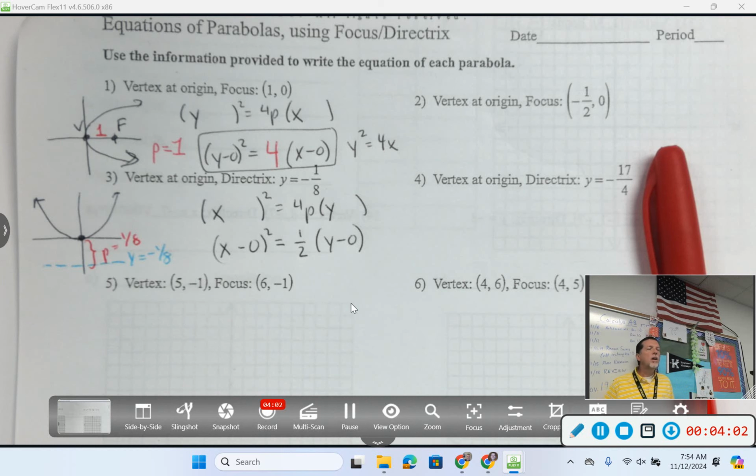I would just back up and not worry about the negatives. Just look at the picture. It's pointing up, so it's positive. You're right.